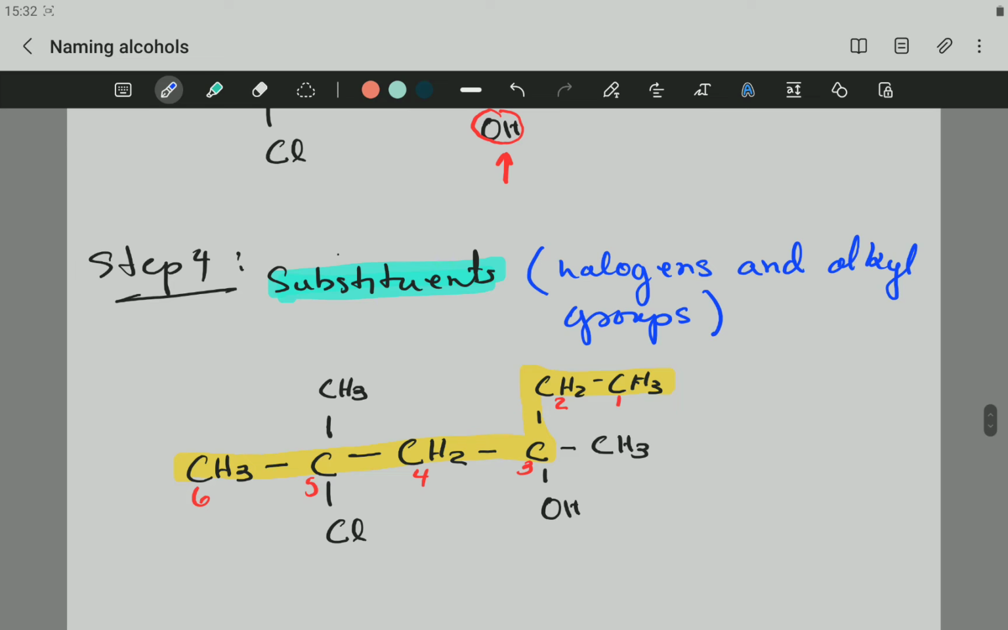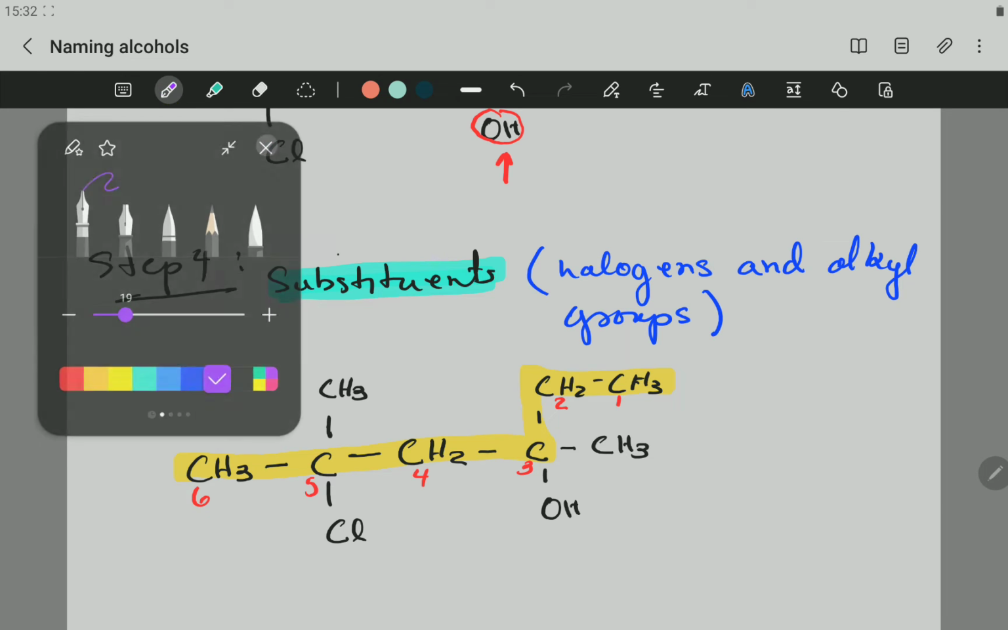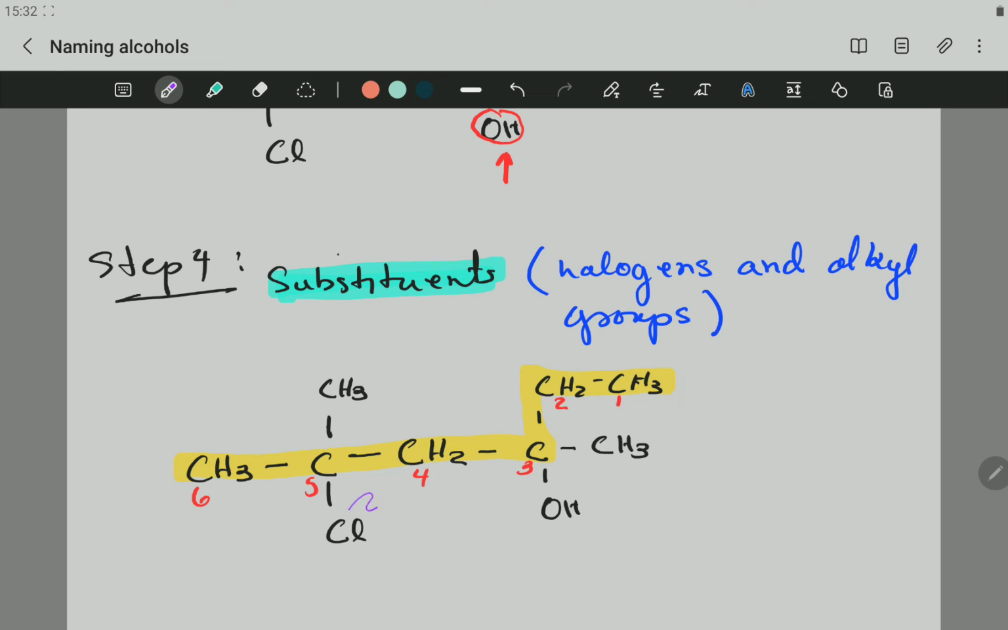Now, step 4, we are going to identify the different substituents, meaning halogens and alkyl groups, any of them. So let's determine if there is any. Okay, it's the branches. So here we have a chlorine. Remember, we write chloro. So we have a chloro there, and it is in carbon 5. So I'm going to write 5-chloro. Here I have a methyl hidden there in this corner, which is in carbon 3. So here I have a 3-methyl.